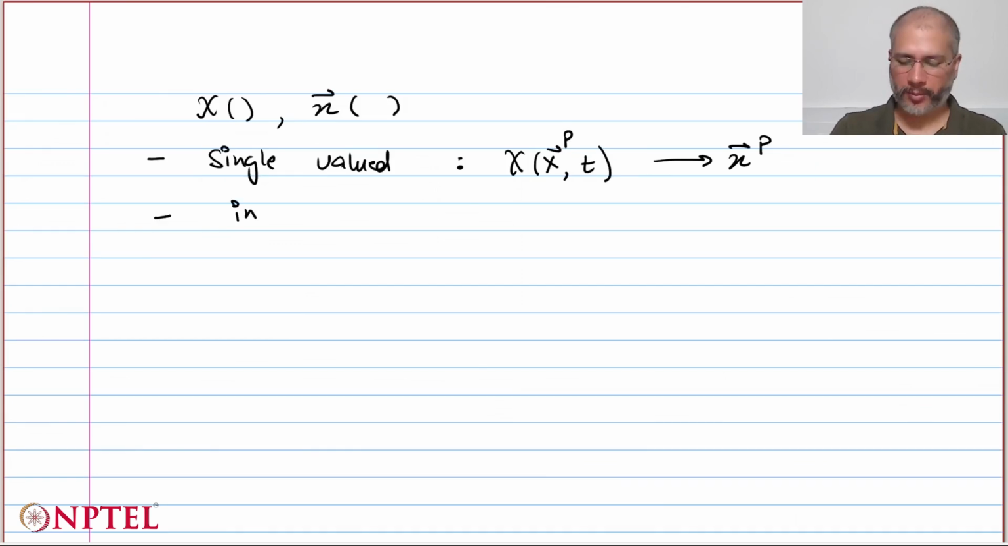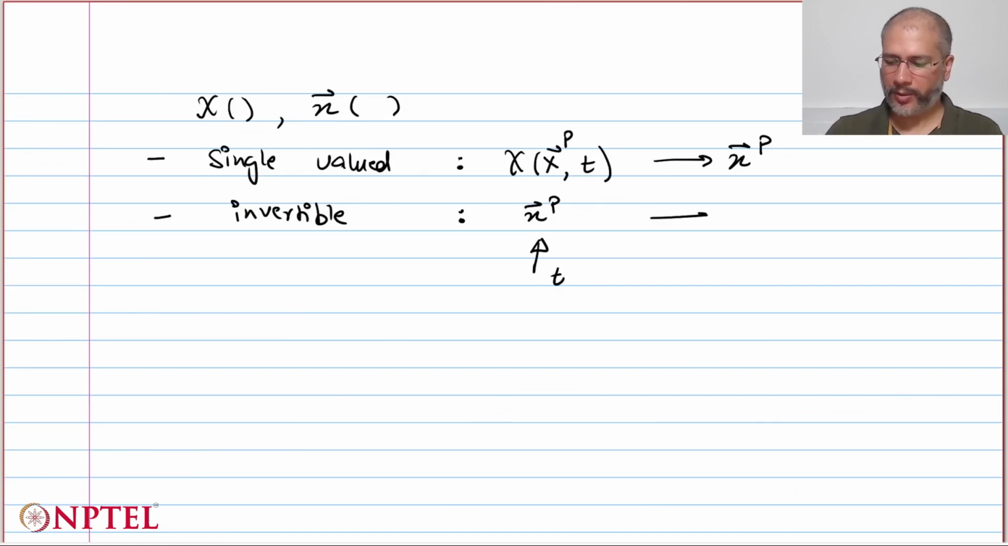This function is invertible. What that means is that if I specify a spatial position at some time t, then that uniquely corresponds to the particle P in the material coordinates. That basically means that at a given position in space, at a given time t, the particle sitting there maps uniquely to its material configuration. So two particles cannot be sitting at the same position at a given time.